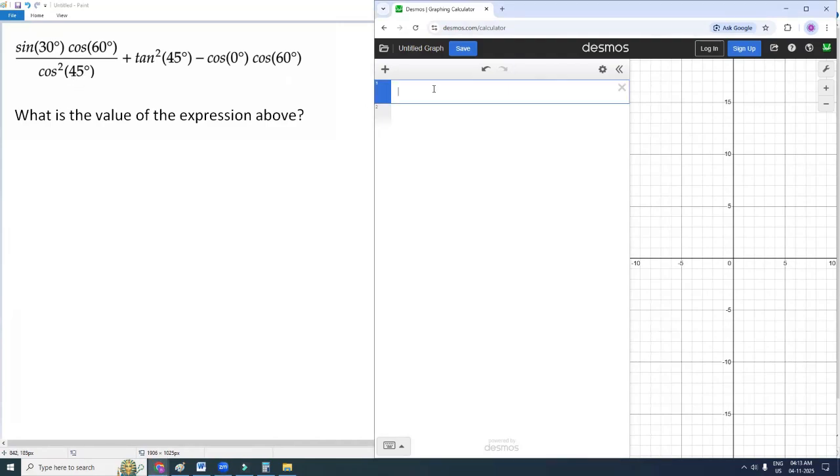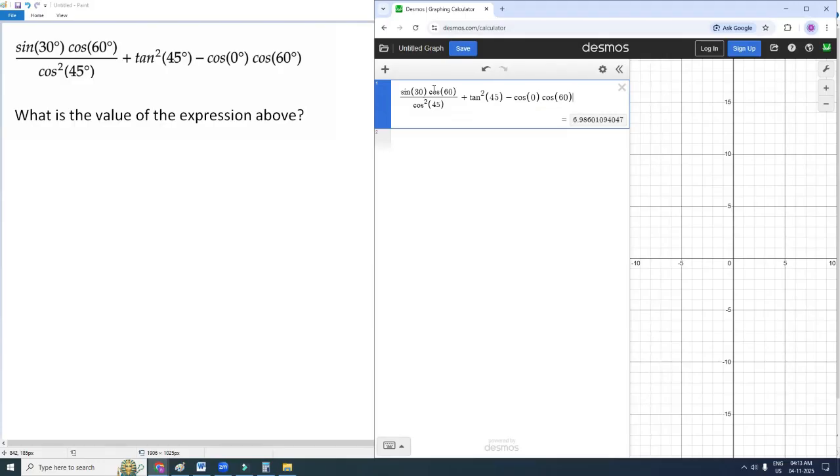Okay, now let me take the given expression as it is in Desmos. So that is sine of 30 degrees times cosine of 60 degrees. Let me type it. It has to be divided by cosine square of 45 degrees. Okay, plus tangent square of 45 degrees. Okay, minus cosine of 0 degrees times cosine of 60 degrees.